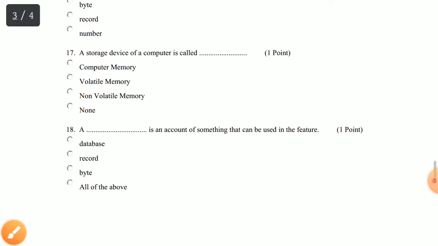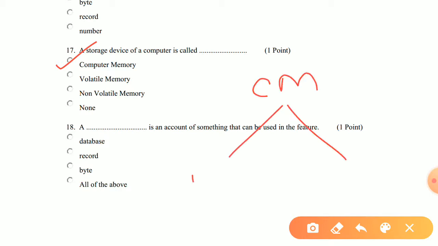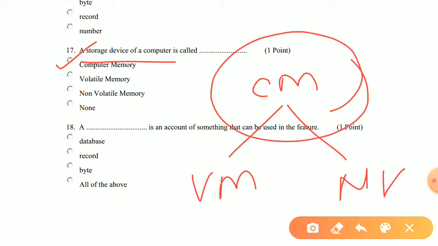Moving forward to your 17th question. The storage device of a computer is called. Obviously, it is called computer memory. Now, you can say that volatile memory or non-volatile memory, it could also be the answer. But basically, this is a subdivision. Yes, the majority thing is computer memory. If you see the diagram in your book, then we are having computer memory over here. Now, it is divided into two parts, volatile memory and non-volatile memory. Yes, and it is talking about a complete storage device of a computer. So the answer is computer memory.